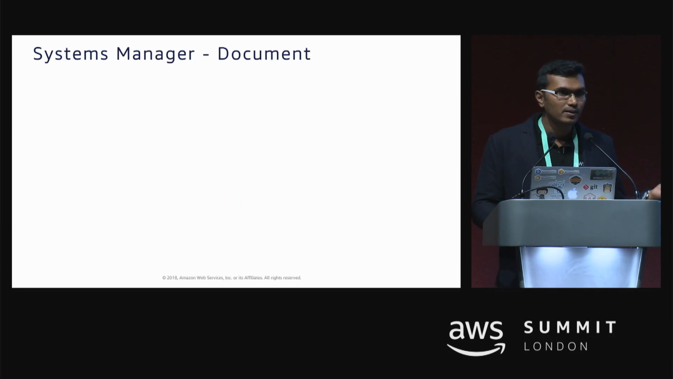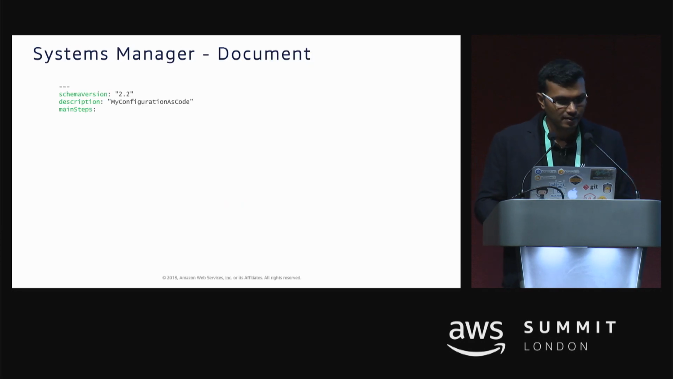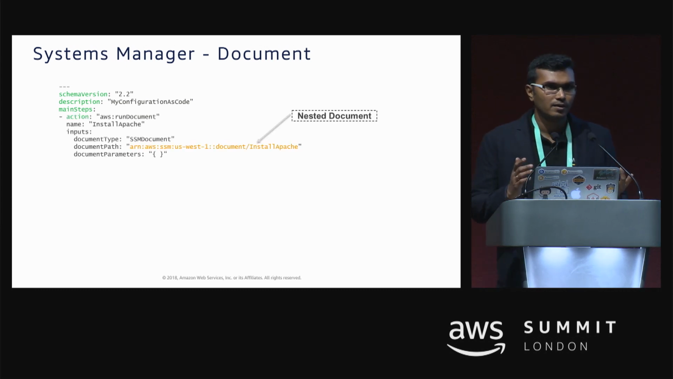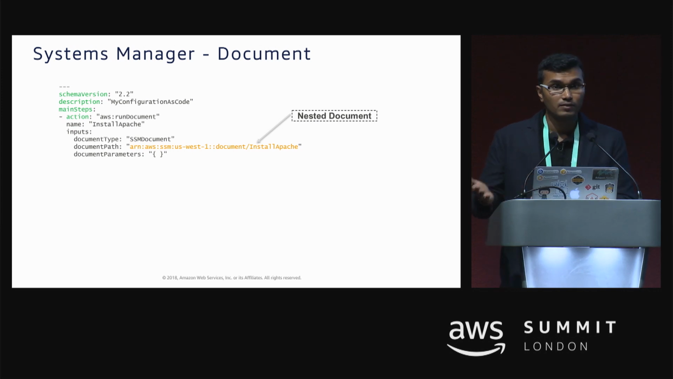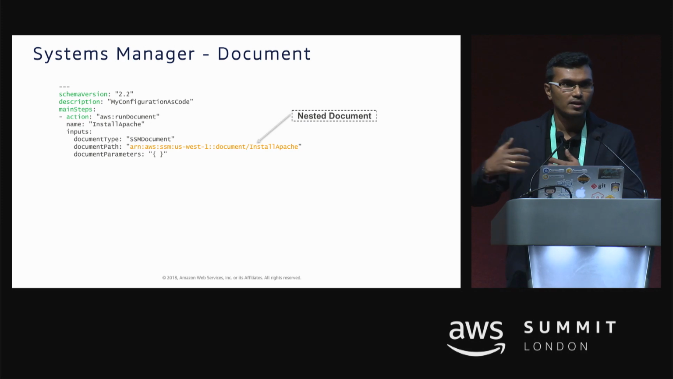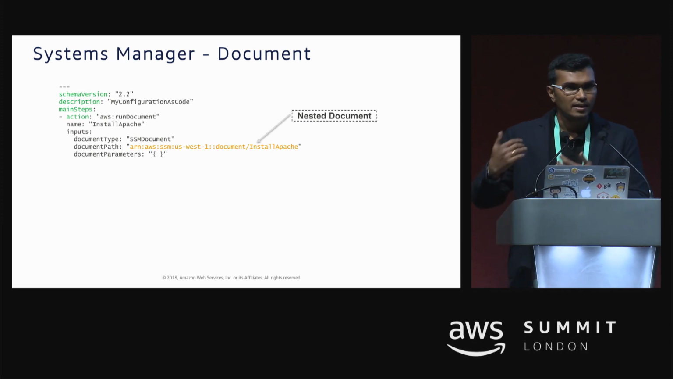So it can be as simple as the document that we saw in the previous slide, or it could get as complex as this one. This is an example of a document in YAML format. So again, you would have a schema version, description, and then the main steps. Main steps can be one or more actions. And in this particular case, we have a nested document, which is actually referencing another document. So that way you can have modularity and reusability built into these documents.